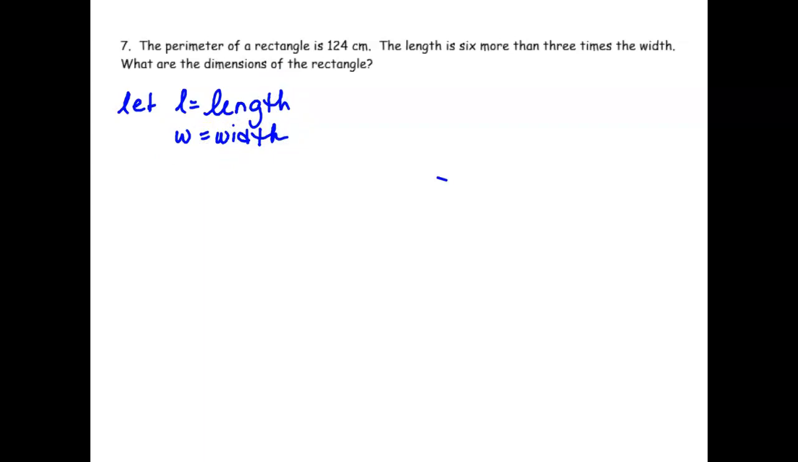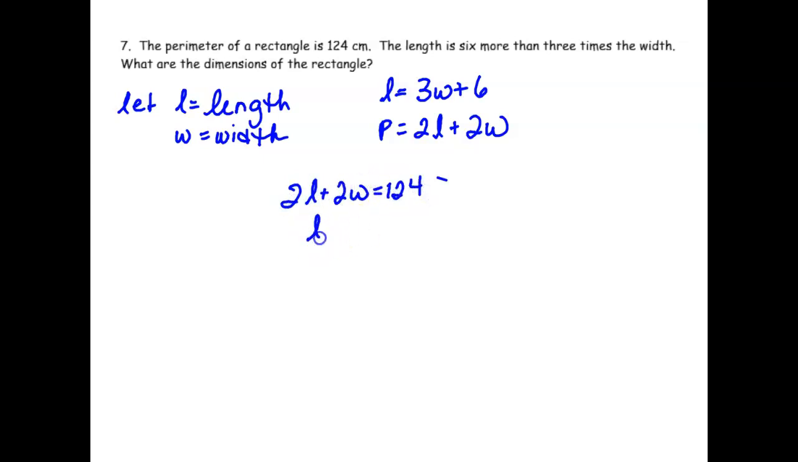So all right, we've got our two variables. And we will then need two equations. The length is 6 more than 3 times the width. So if we did that, the length would be equal to 6 more than 3 times the width. So 3w plus 6. There's your length. Okay, and then your perimeter is going to be 2l plus 2w. So we know that 2l plus 2w is going to be equal to 124. We know our length is going to be equal to 3w plus 6.